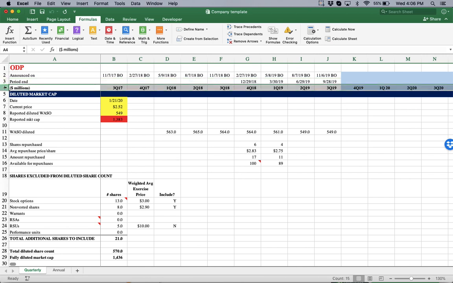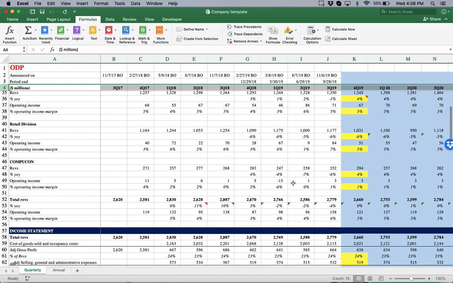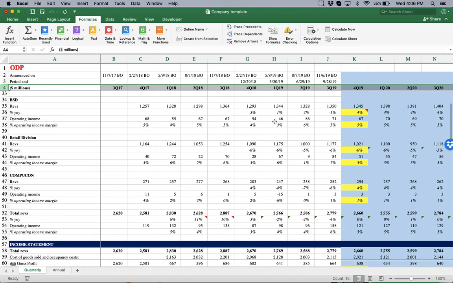And then here, finally, you want to have a key letting us know what units the numbers are in the model. And then we have here our quarters laid out nicely. So when we're looking at the income statement later on, it's easy to reference where we are in terms of the quarterly reporting.